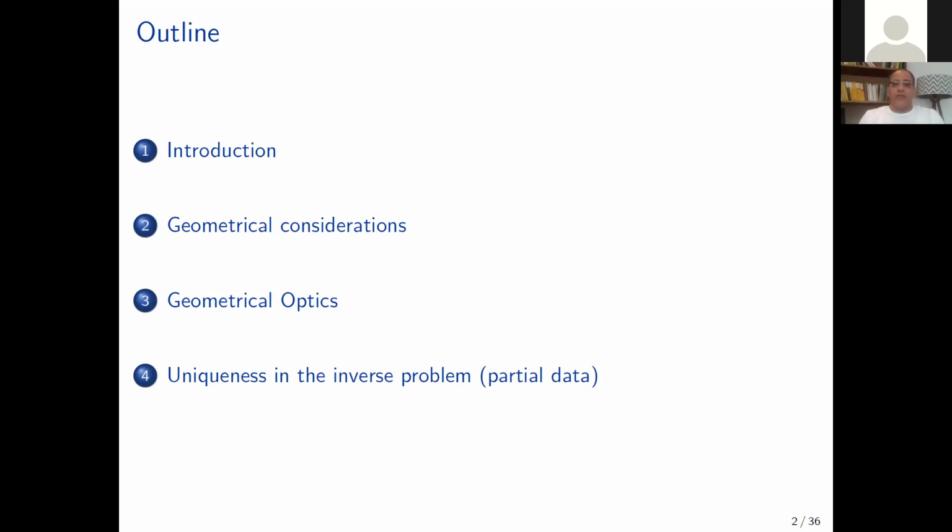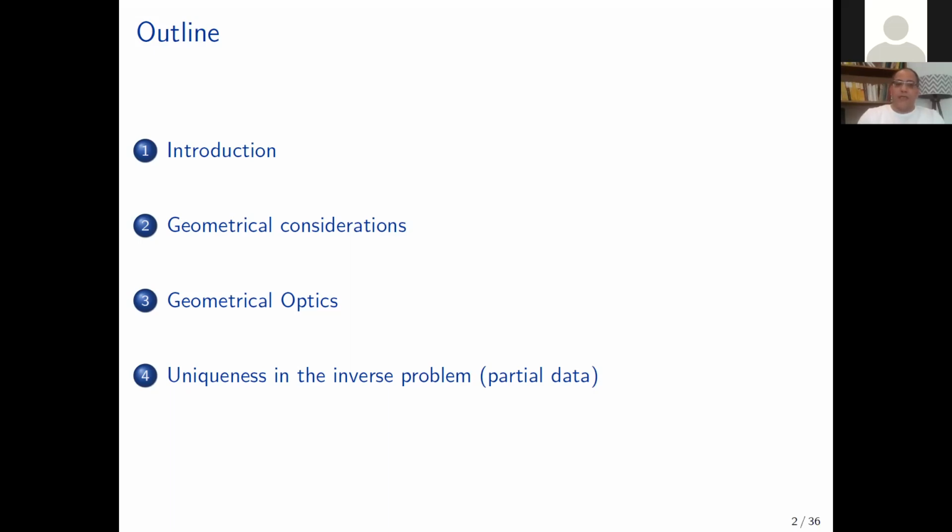Second, I will introduce a class of metrics in which we can solve our inverse problem. After that, I will construct a special solution to the wave equation by the geometrical optics method. And finally, I will give some idea for the uniqueness and stability for the inverse problem with partial data.